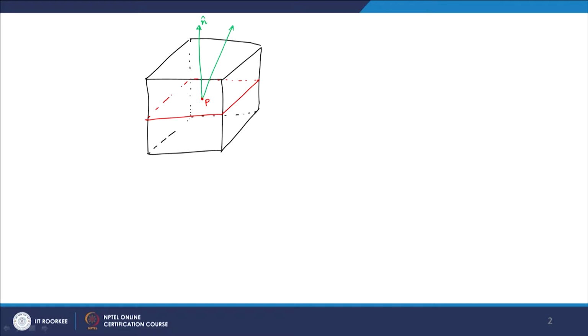and we are interested in the net force acting on this plane, for which we had derived the expression as something like this. It is sigma dot n ds, where sigma is my stress tensor and n is the normal vector, and ds is the area of the small plane.